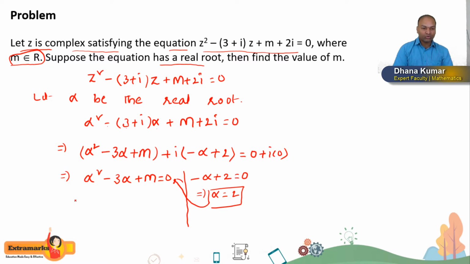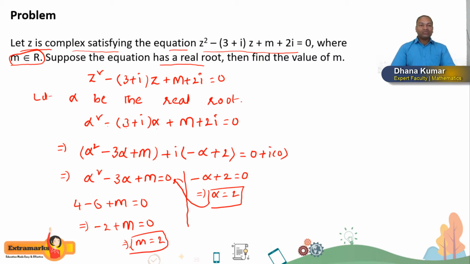2 square is 4, minus 3 times 2 is 6, plus m is equal to 0. 4 minus 6 is minus 2, plus m is equal to 0, which implies m is equal to 2. Finish. Here, how much did we get the m value? The m value is 2. Understood? Right. Let us come to one more problem.